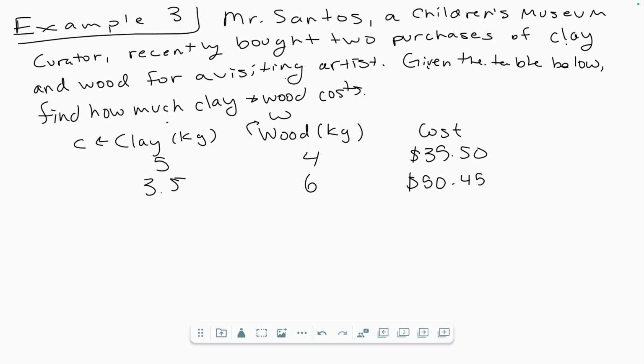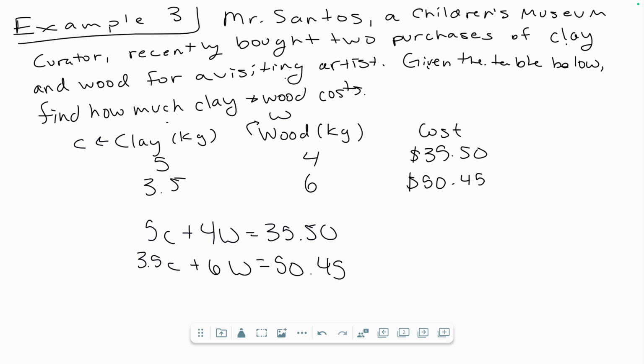So the first equation is going to be 5C plus 4W equals 35.5. You could put 35.50 as well if you want. Okay. So then what would be the second equation? Go ahead. 3.5C plus 6W equals 50.45. Good.